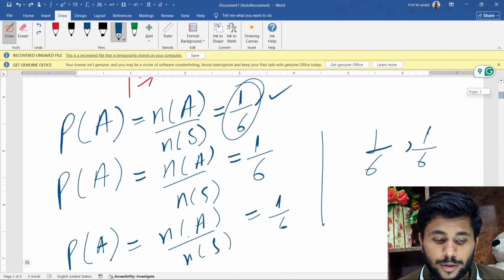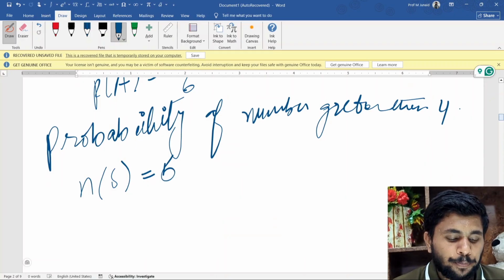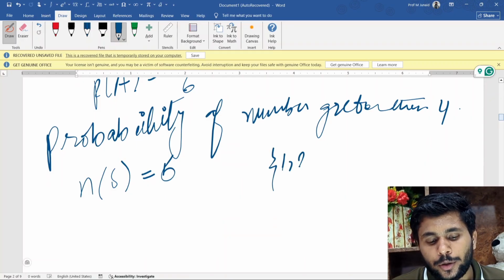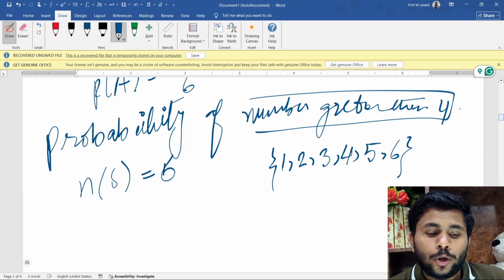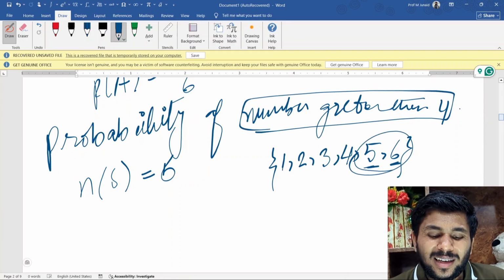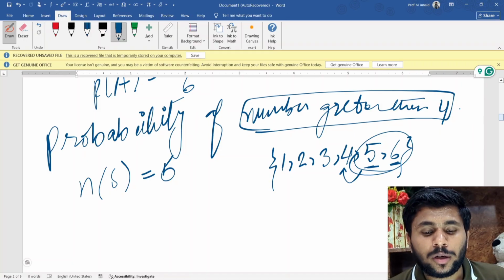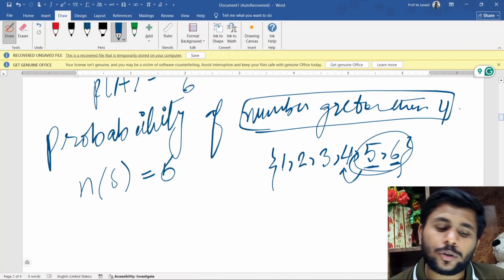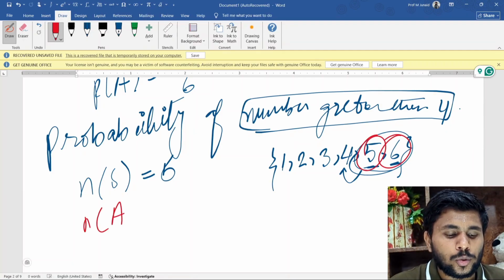Just take a minute. n of S equals 6, and if we draw the sample space 1, 2, 3, 4, 5, 6, our favorable outcome is a number greater than 4. So how many numbers are greater than 4? Only 5 and 6. Can we include the 4? No, we will not include the 4, because 4 equals 4, not greater than 4. So we have only two numbers, 5 and 6. So n of A equals 2.